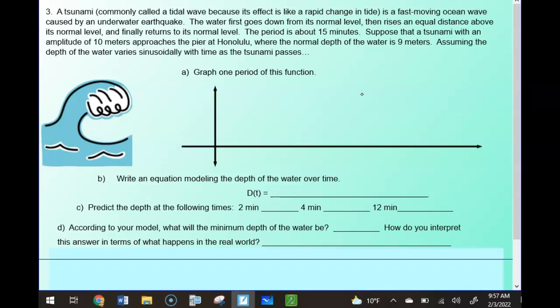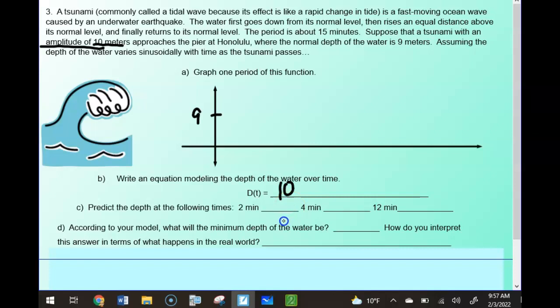Oh, so they're telling us the amplitude. That's interesting. Okay, the amplitude. Oh, I didn't mean to underline that. I meant to underline this. Amplitude of 10 approaches a pier at Honolulu where the normal depth of the water is 9. All right, so normally the depth of the water is sitting here at 9. And our equation is going to have an amplitude of 10.